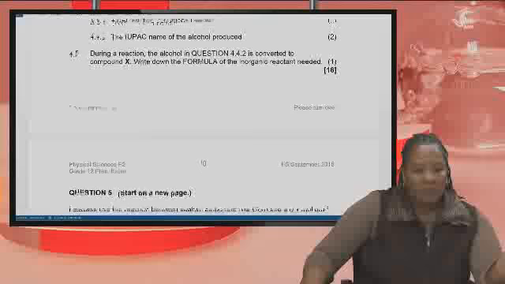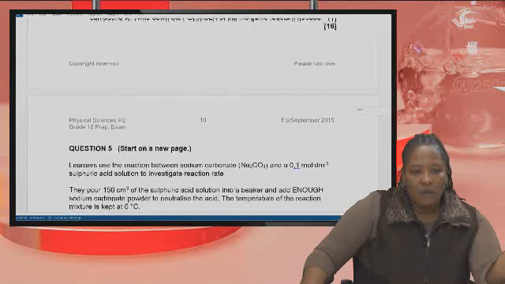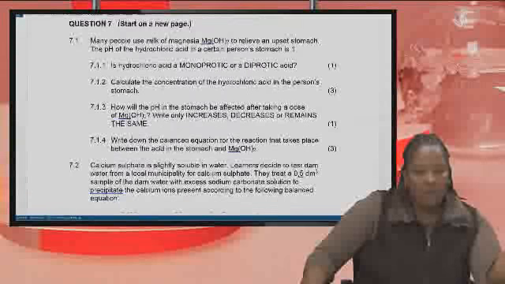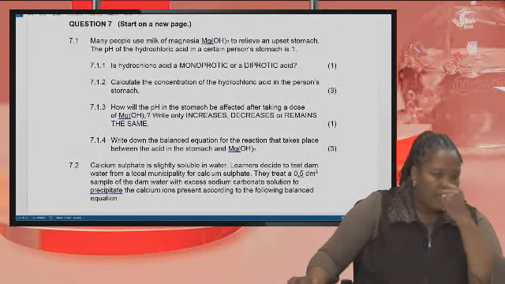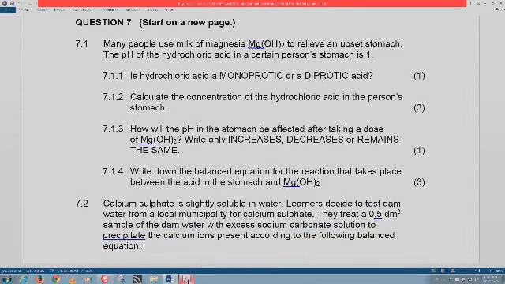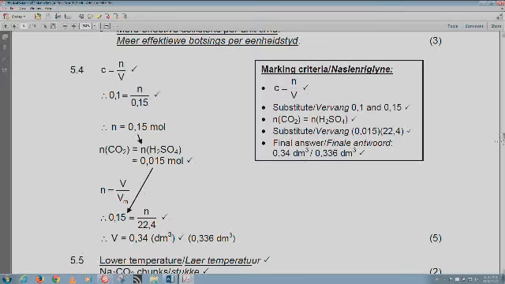Now, in our question 7, colleagues, we were given questions. Let us quickly go to question 7 because now we're busy with other questions. In question 7 then, the question says, many people use milk of magnesia, which is magnesium hydroxide, to relieve an upset stomach. The pH of the hydrochloric acid in a certain person's stomach is 1. Is hydrochloric acid a monoprotic or a diprotic acid?